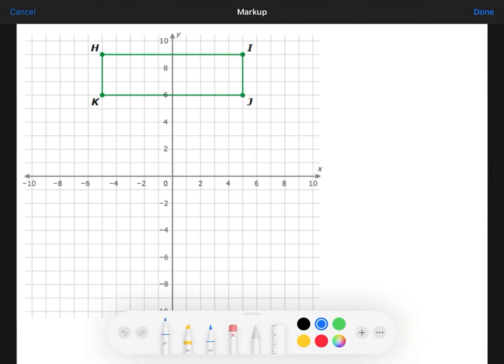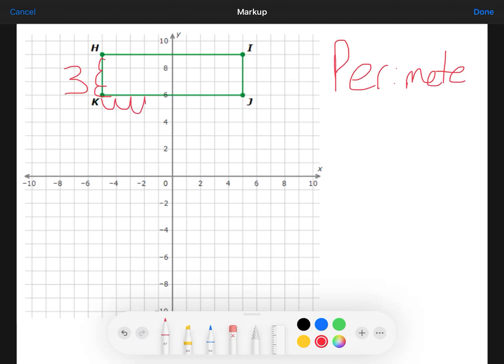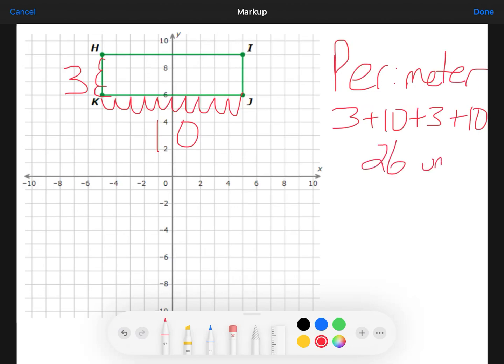Rectangles we'll also deal with here. So rectangles, it's the same way, except with rectangles and perimeter, you have to count both directions. 1, 2, 3, this way. 1, 2, 3, 4, 5, 6, 7, 8, 9, 10, that way. And again, you could use my subtraction method. You would still get the numbers 3 and 10. For perimeter, it's 3 plus 10. Careful, there's 4 sides, so 3 plus 10 plus 3 plus 10. Add those all up, you get 26 units. And that's all it is.